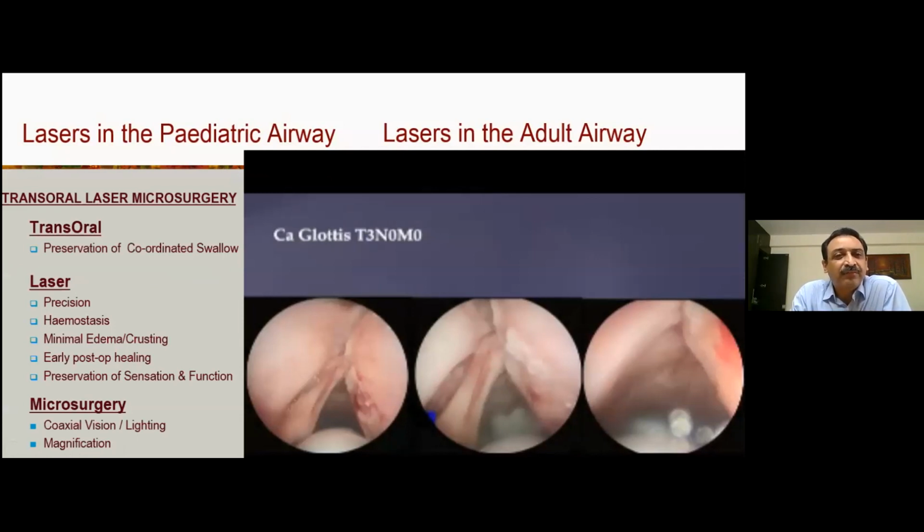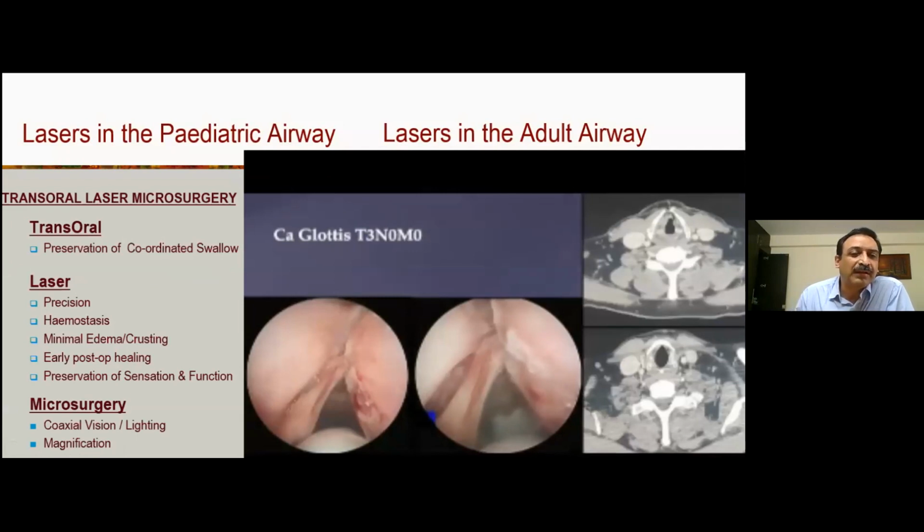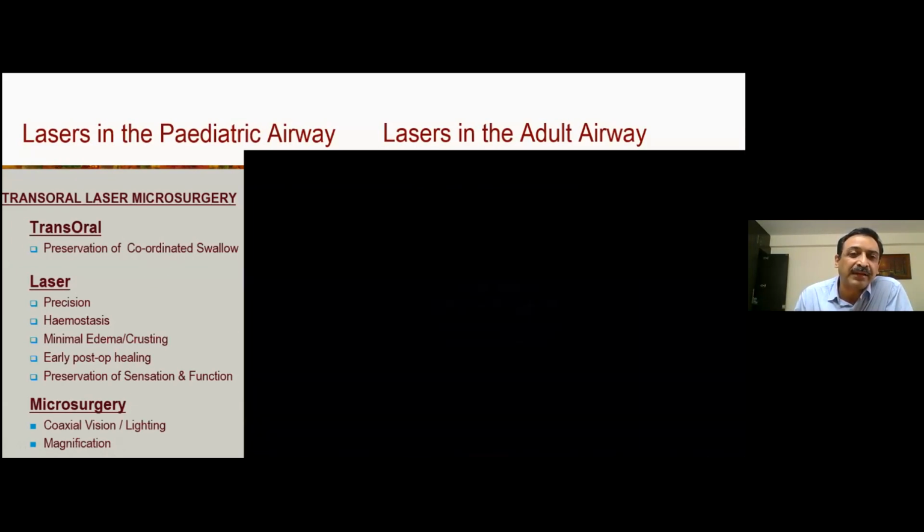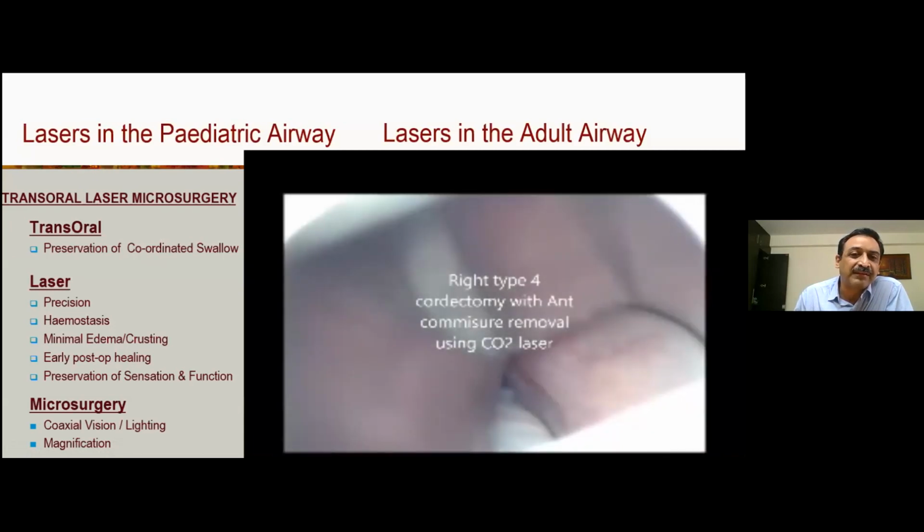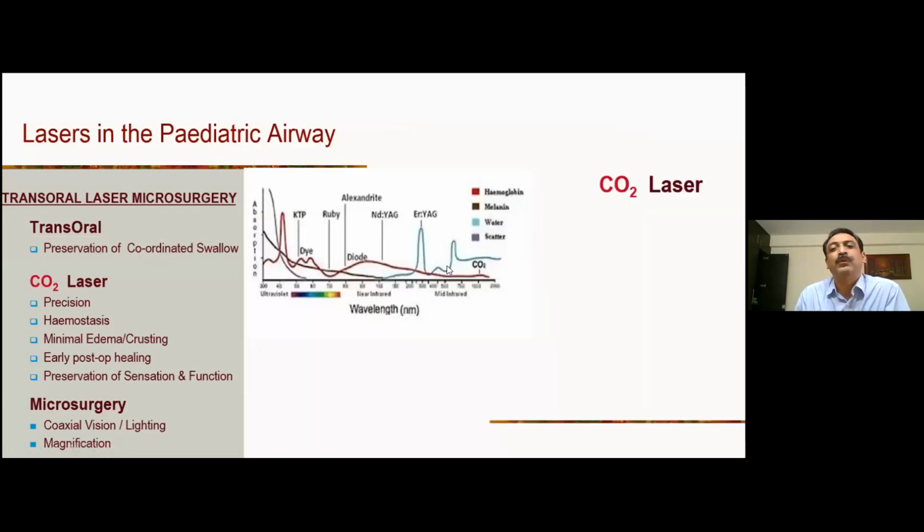And because you do the transoral technique, of course, all of these endoscopic techniques are transoral, so you get a good coordinated swallow. And the microscope, of course, gives you coaxial vision and magnification. Coaxial vision is very important when you're working in a small, narrow airway, and you can get your light to the microscope, which is right where you want it. So to say, right in the right axis.